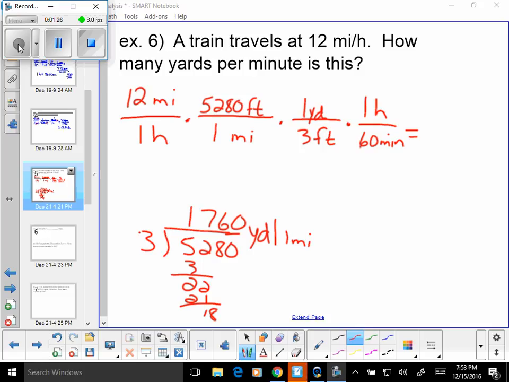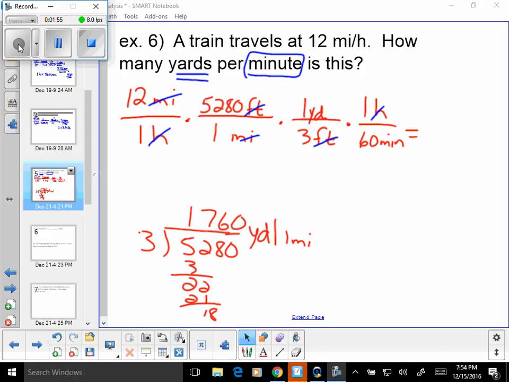We could use that in the future, but at this point we really can't. Now, if I were going to do this problem, I would try to cancel as much as I could. If I cancel labels, miles cancels miles. Feet will cancel feet. So there I've got yards. That's got to be my numerator. Then hours is way over here to cancel hours. And I've got minutes down here, which is in my denominator.